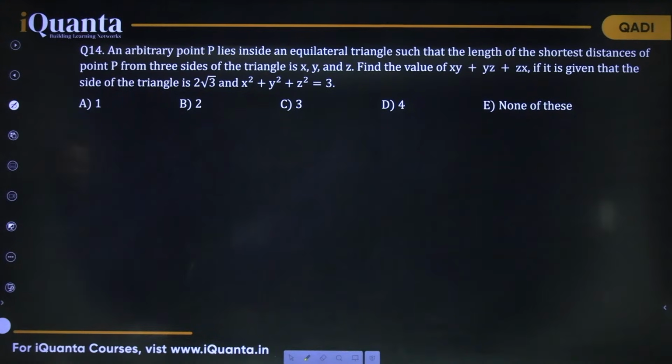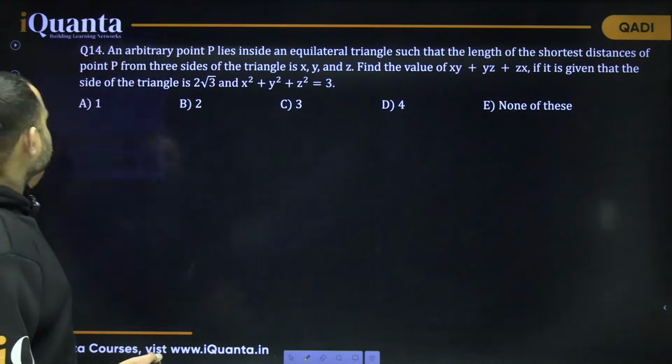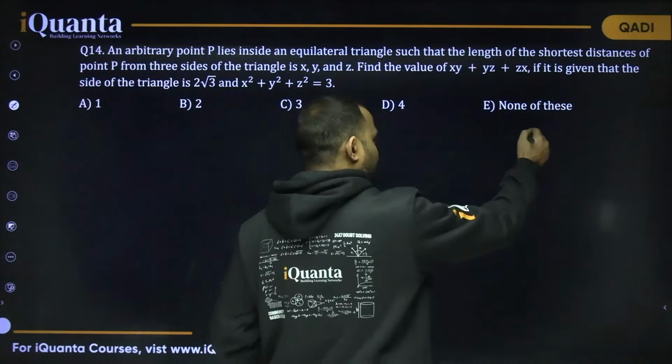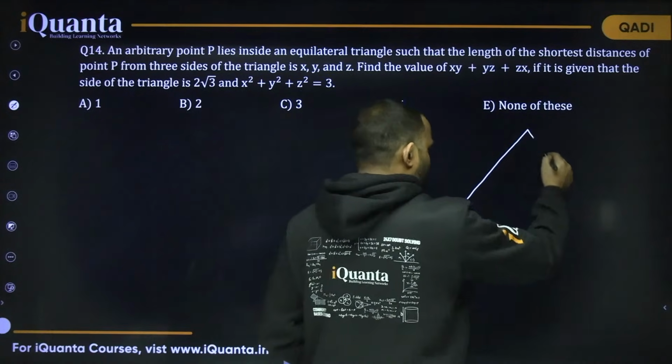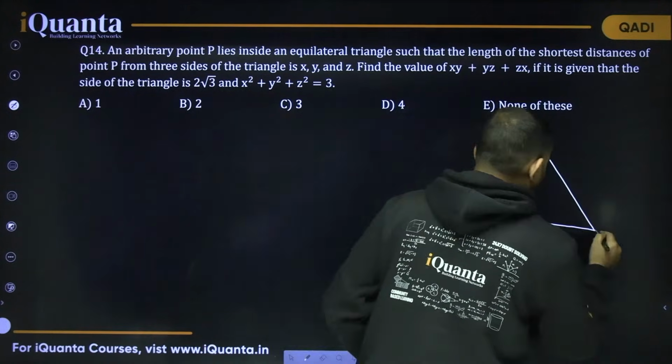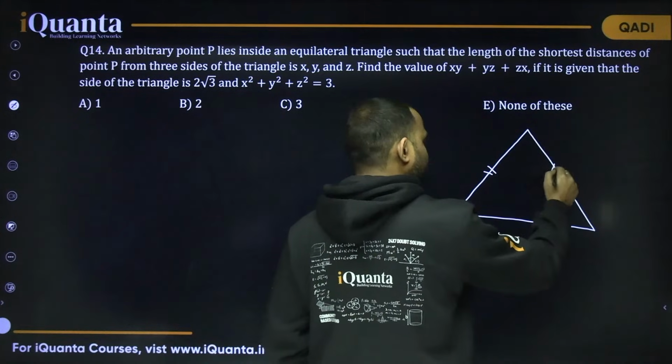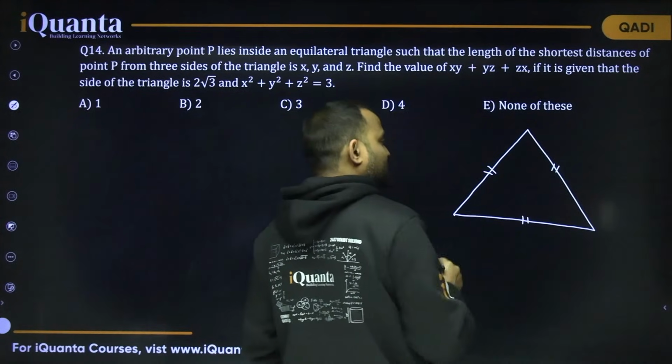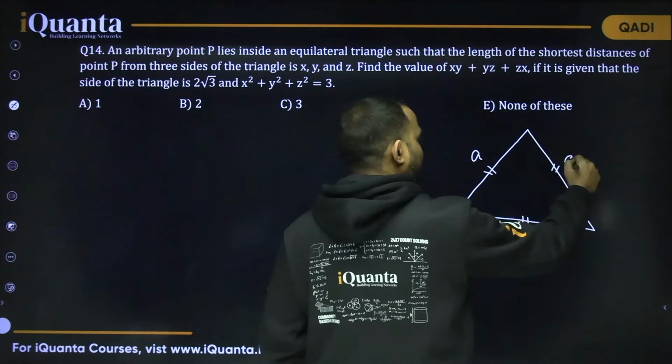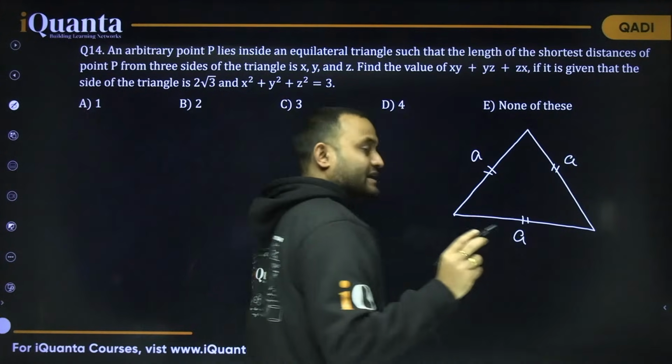Three, yes, 3 is absolutely correct. There is a property in any equilateral triangle. If you are talking about an equilateral triangle, and the side length is A in an equilateral triangle.